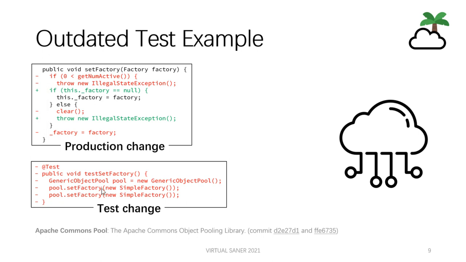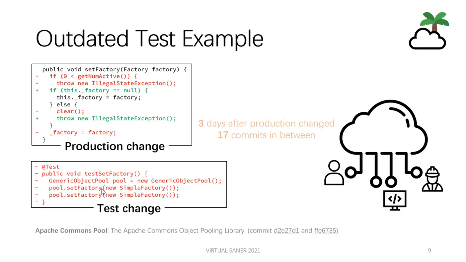However, this test case is deleted 3 days after the production has changed. So during these 3 days, 17 commits are pushed, and these new commits will constantly trigger test failures, which waste lots of QA resources. Also, these failures will confuse the developers.